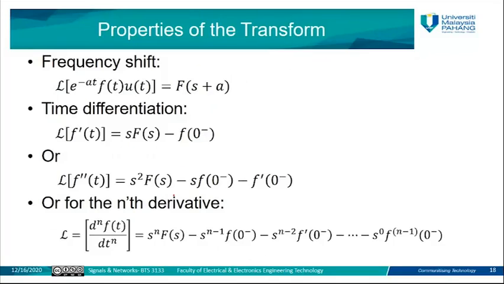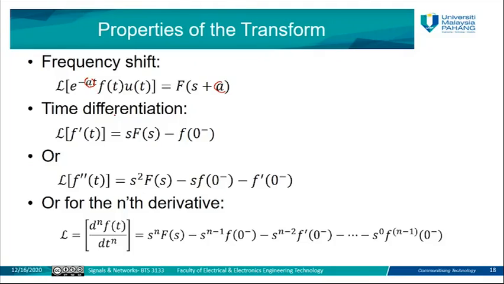Then frequency shift. That means if the original function is shifted in the frequency domain, that is F(s plus a), you shift the frequency by a magnitude of a. This should be reflected also in the time domain, which will give you exponential of negative a t times f(t) u(t). So you can see here the value of a that we use to shift in the frequency domain is reflected in the exponent multiplied by the original function in the time domain.